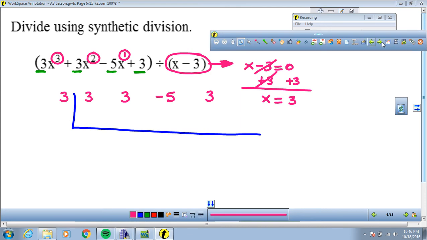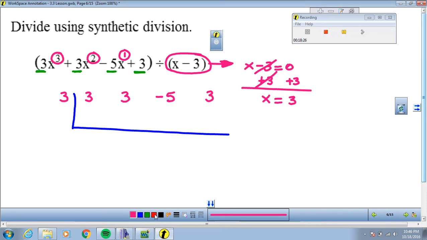You're not supposed to. Okay, just the coefficients. So then, first step, bring the first number underneath the line. That 3, we bring it down. Then you say the 3 on the outside times the 3 that I put under the line, you multiply them. 3 times 3, 9. You write the answer on top of the line.